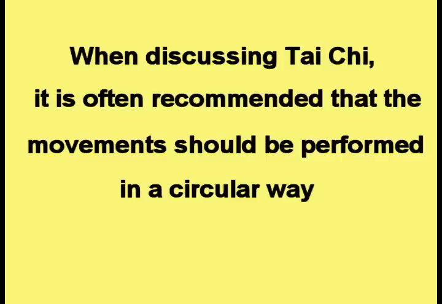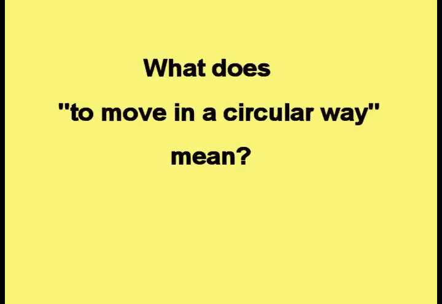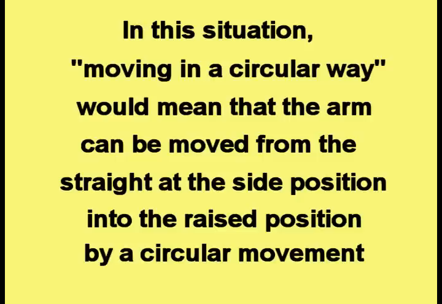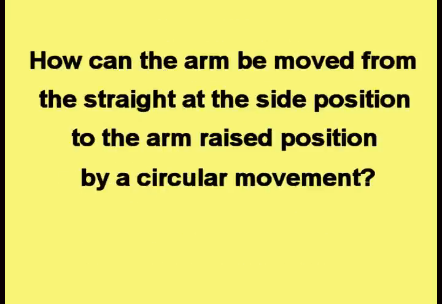When discussing Tai Chi, it is often recommended that the movements should be performed in a circular way. What does "to move in a circular way" mean? In this situation, moving in a circular way would mean that the arm can be moved from the straight at the side position into the raised position by a circular movement. How can the arm be moved from the straight at the side position to the arm raised position by a circular movement?